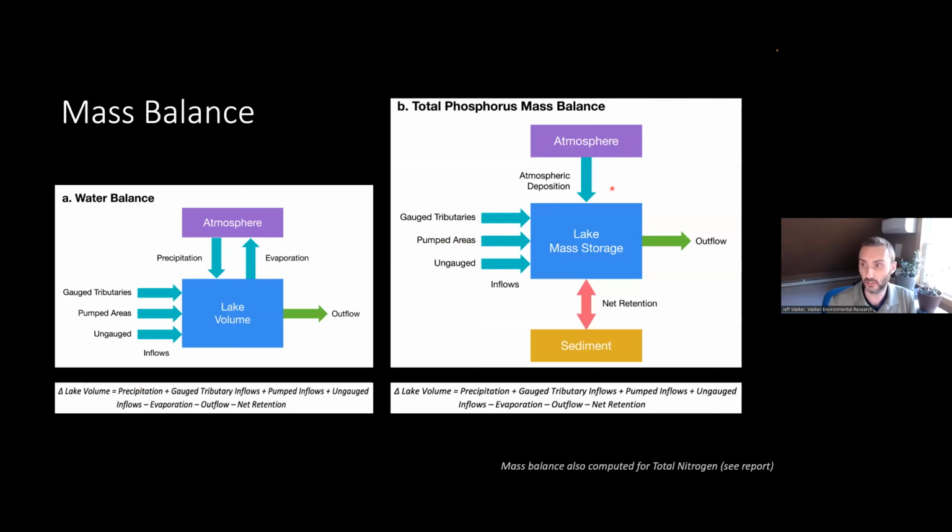We've got phosphorus loading from atmospheric deposition, which includes both wet and dry deposition. We've got phosphorus mass leaving the lake through the outflow. And then we've got this really important term, which is the net retention. What this represents is the overall net exchange of phosphorus between the lake water column and the sediment. And really there are two fluxes involved there. One is the settling of phosphorus from the water to the sediment.